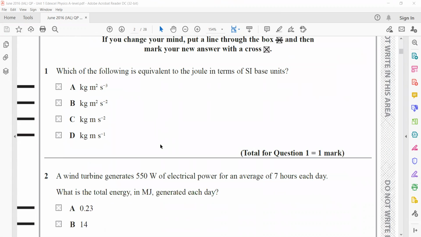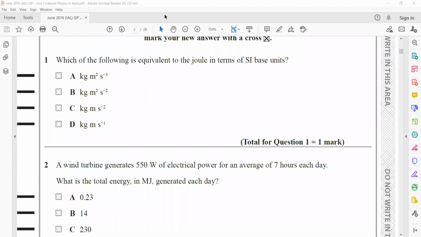In the first question, which of the following is equivalent to joules in terms of SI base unit? We know joules is a unit of energy, and work done is equal to force times distance, which is Newton meter, or we also say joules. So basically, joules is equivalent to Newton meter.